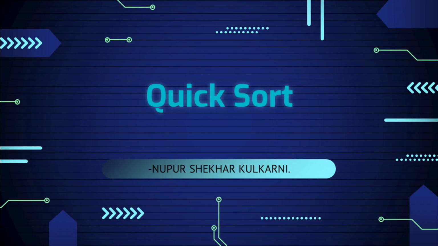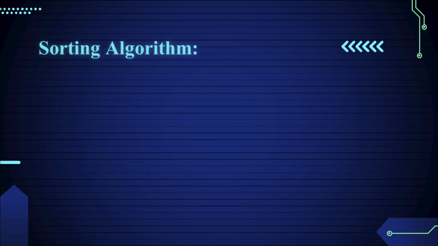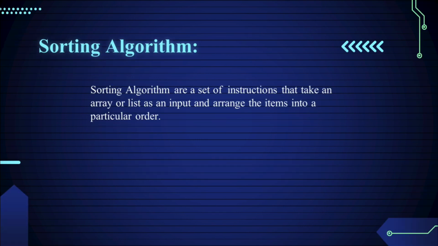Hello everyone. In this video we will learn quicksort. Sorting algorithms are a set of instructions that take an array or list as an input and arrange the items into a particular order.